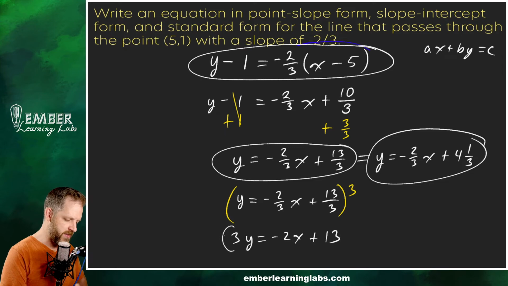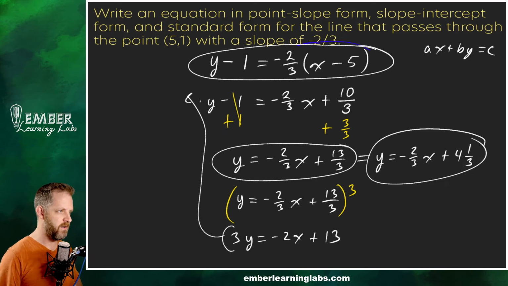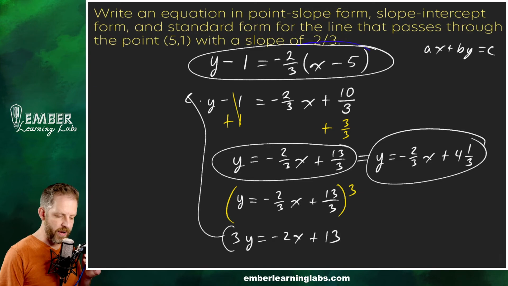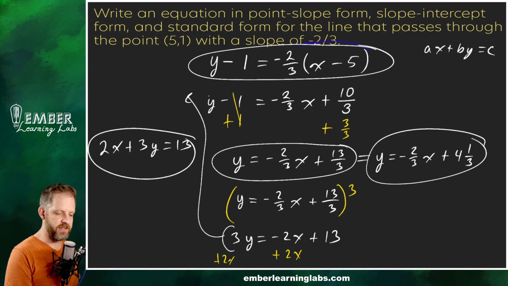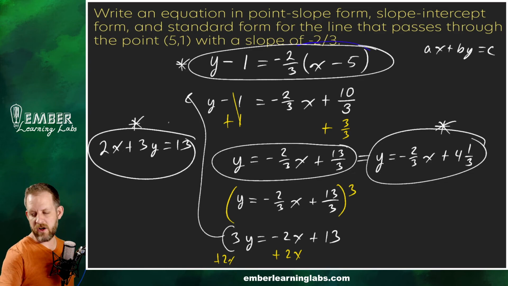So we're going to bring this up over here, and all we have to do is add 2x to both sides. So our final answer in standard form is 2x plus 3y equals 13. There it is in point-slope form, slope-intercept form, and standard form. That's all of that.